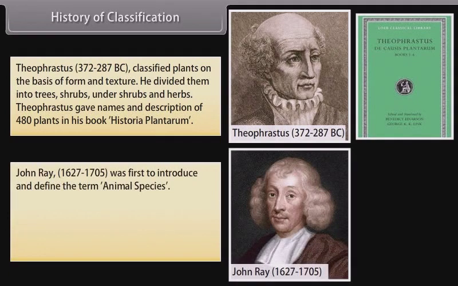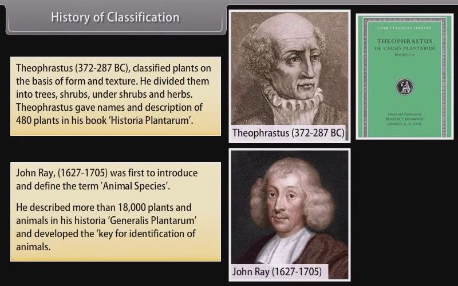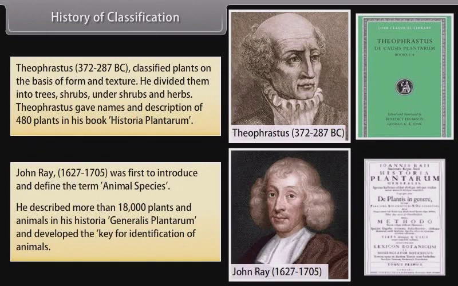John Ray, 1627-1705, was first to introduce and define the term animal species. He described more than 18,000 plants and animals in his Historia Generalis Plantarum and developed the key for identification of animals.